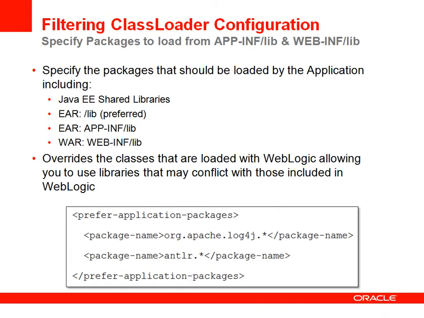Let's take a look at how you would configure the filtering class loader. To configure the filtering class loader for an application, you must explicitly specify the packages that should be loaded from the application level class loaders. These can be from the library folders, or they can be from the shared Java EE libraries that you may be using. This is done in the WebLogic application XML file when deploying an EAR file, or in the WebLogic XML file when deploying a WAR file. You can see an example of this at the bottom of the slide here. This example is configuring the filtering class loader to load log4j and ANTLR packages from the application level class loaders, not the system class loader.